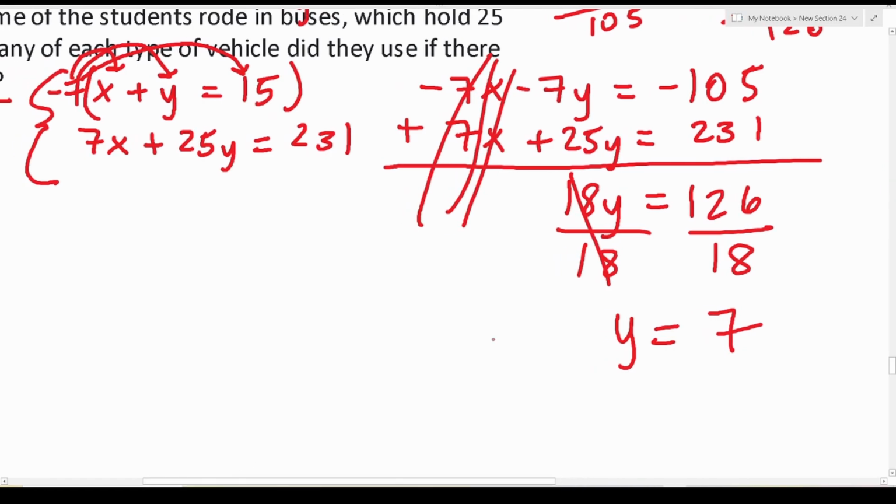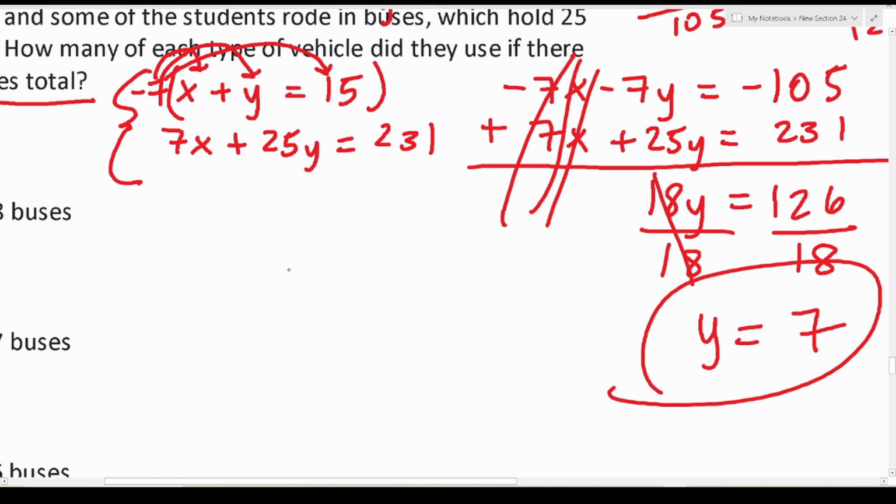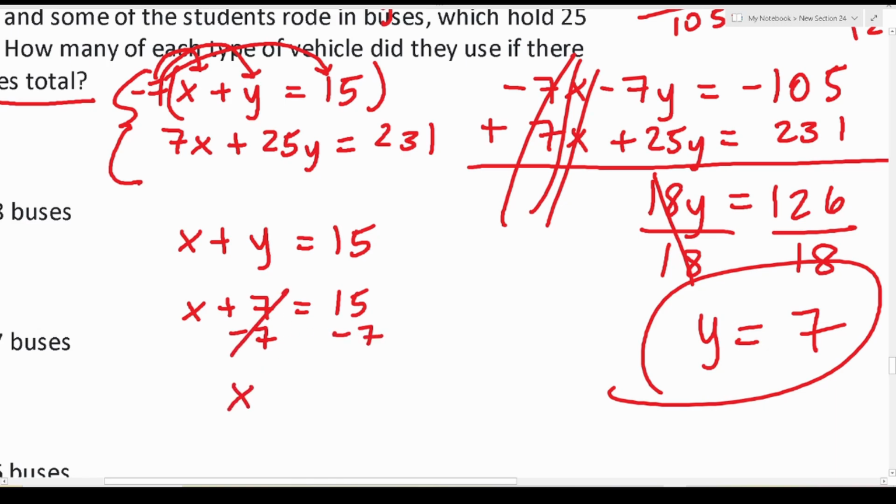All right, now that we've solved for y, which we did right here, we take it and we plug it into one of the two original equations, and then we solve for x. So this top equation was x plus y equals 15. We now know what y is, so let's plug it in. This is x plus 7 equals 15. Subtract 7 from both sides to get x by itself. 15 minus 7 is going to be 8.